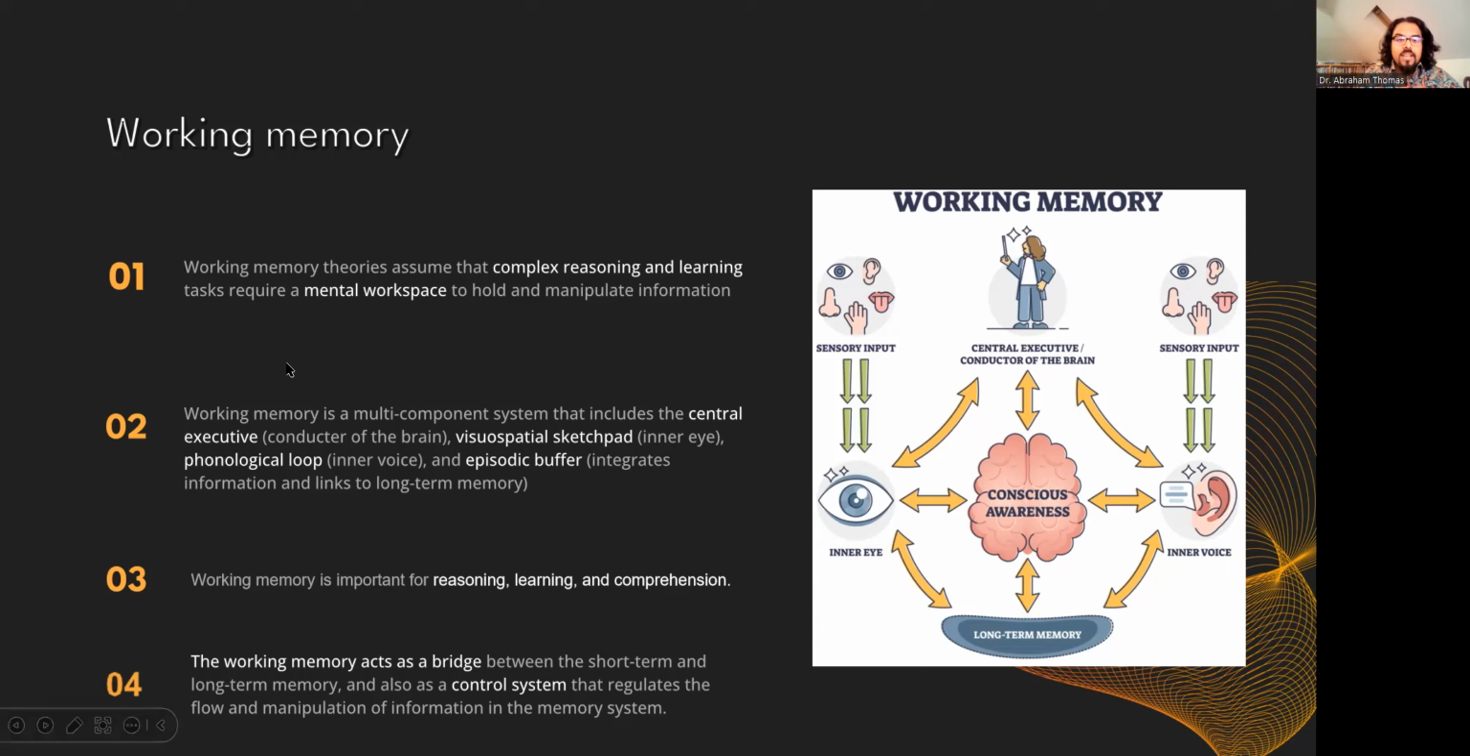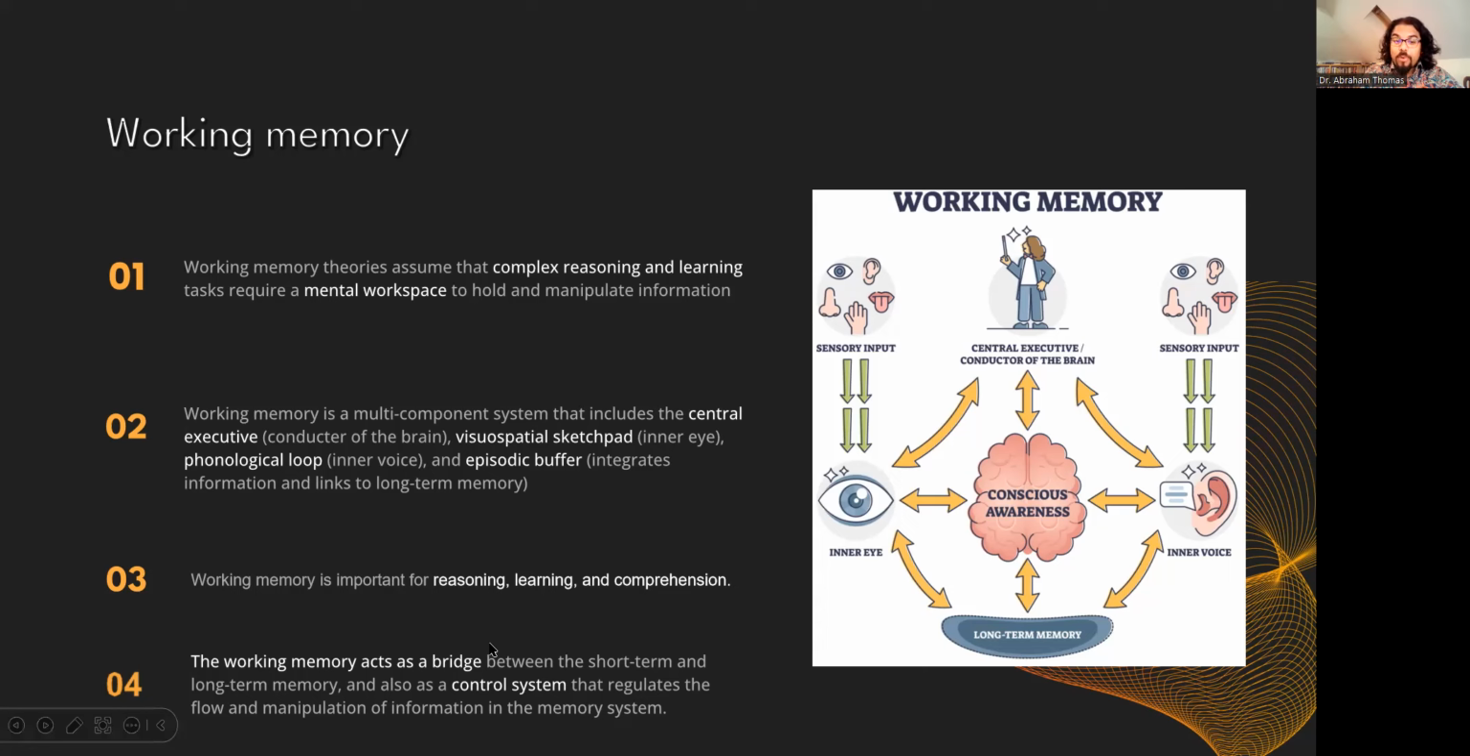Working memory is a multi-component system and includes the central executive, which is the conductor of the brain, this gentleman right here in the middle, the visual spatial sketchpad, also known as your inner eye, your phonological loop, which is your inner voice, and lastly, your episodic buffer, which is not illustrated in this picture, but it integrates the information and links your working memory to your long-term memory.